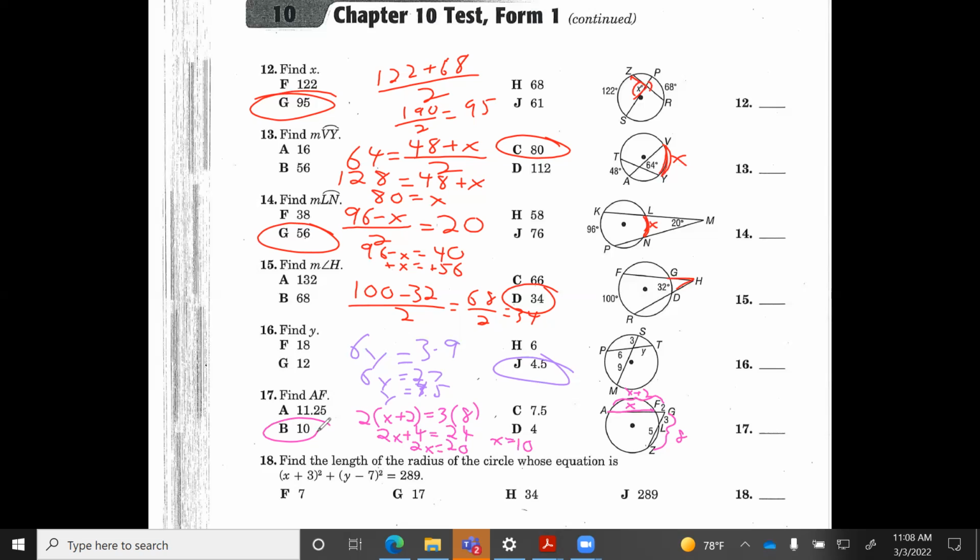I'm going to go ahead and move this up before we do the next one because there's a couple problems dealing with circles. Any questions before I move this?